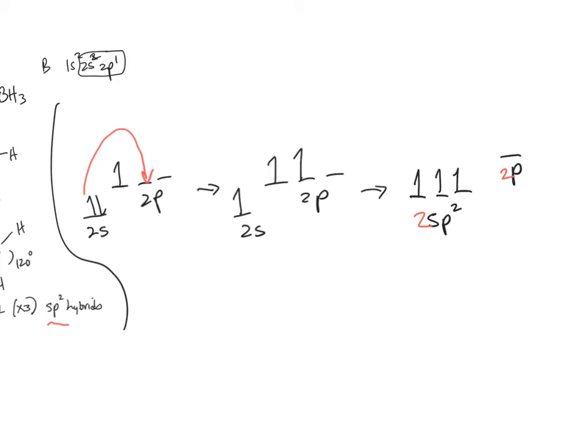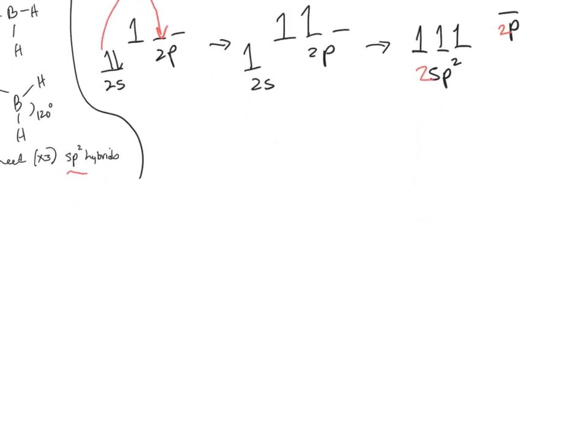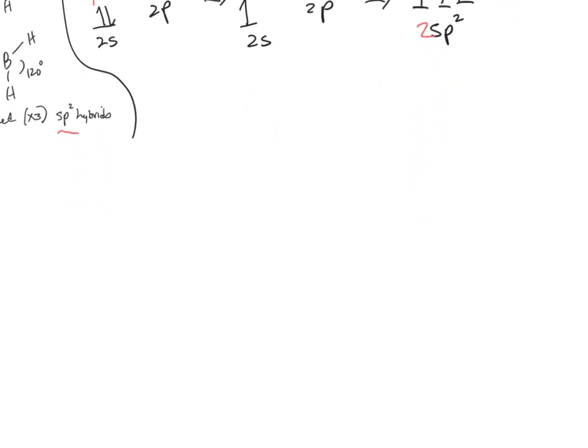All right, so then the drawing is going to be, you have boron in the middle. You have the first sp2 hybrid, the second sp2 hybrid, and the third sp2 hybrid oriented at 120 degrees from each other. And then bonding with hydrogen, make sigma bonds.